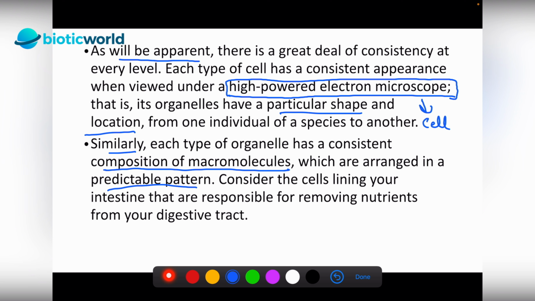Consider the cells lining your intestine that are responsible for removing nutrients from your digestive tract. You are well aware of the cells present in the stomach lining that absorb nutrients from your digestive tract.